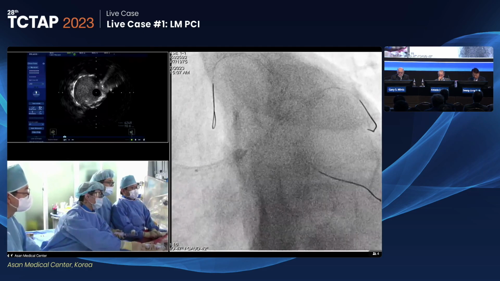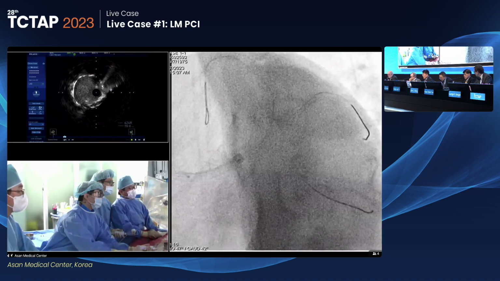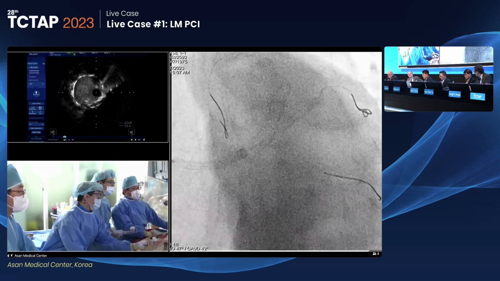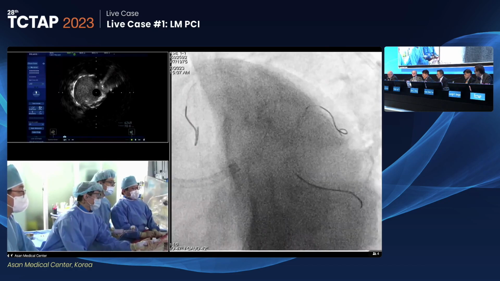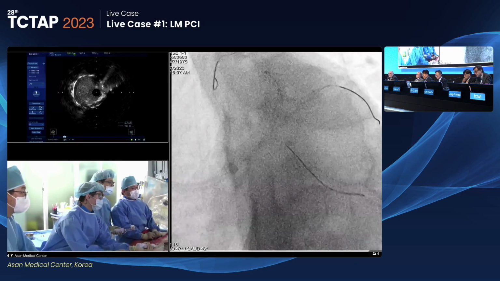He's trying to finish off with a kissing of the stents. I think kissing is very important for the two-stent technique. Once you've put the stent in the diagonal, you have to follow up by recrossing and kissing.